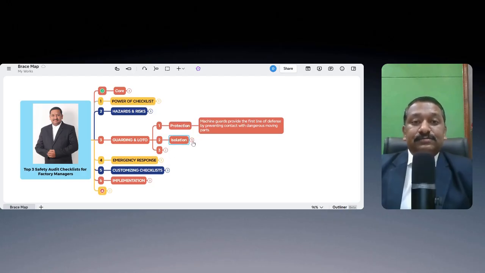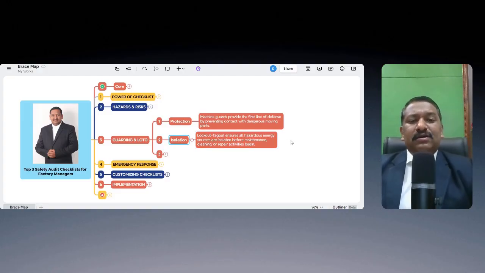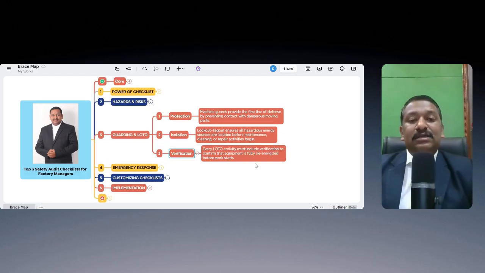Second is isolation. Lockout tagout ensures all hazardous energy sources are isolated before maintenance, cleaning, or repair activities begin, such as electrical, kinetic, hydraulic, and pneumatic energy. So different energies have to be isolated before any maintenance work. Then third is verification. Once LOTO is done, if verification is not done, there are chances of accidents. So every LOTO activity must include verification to confirm that equipment is fully de-energized before the work starts.